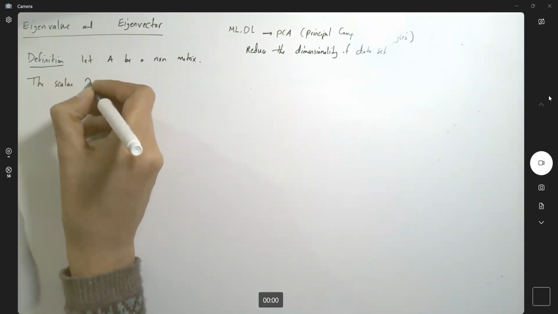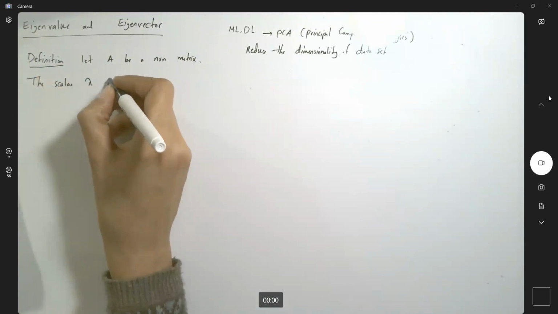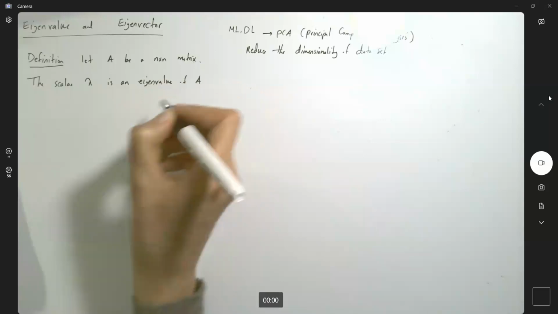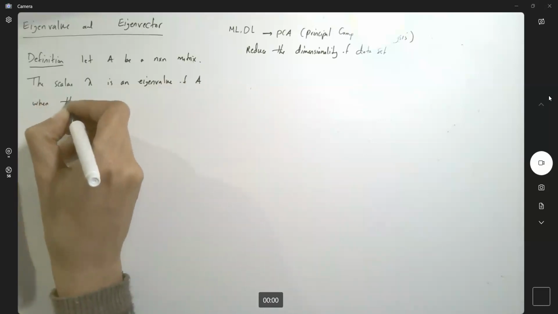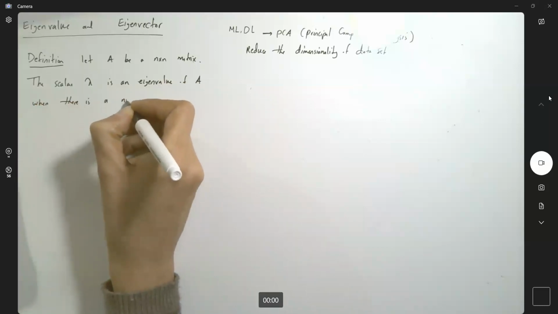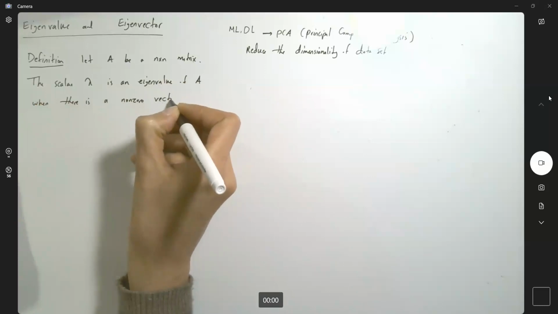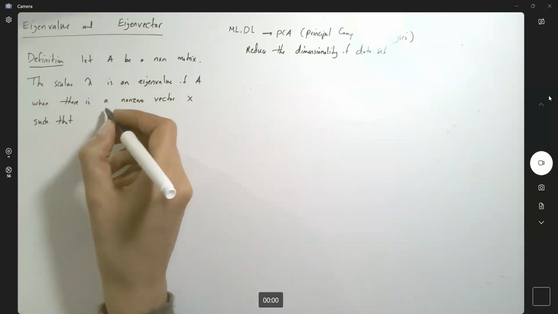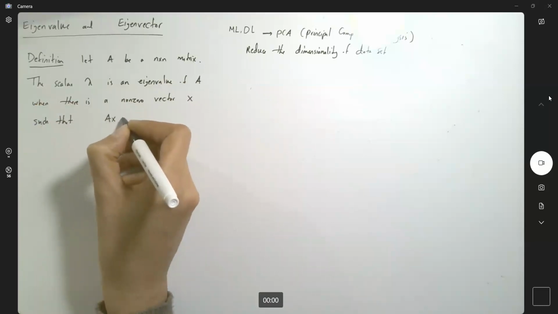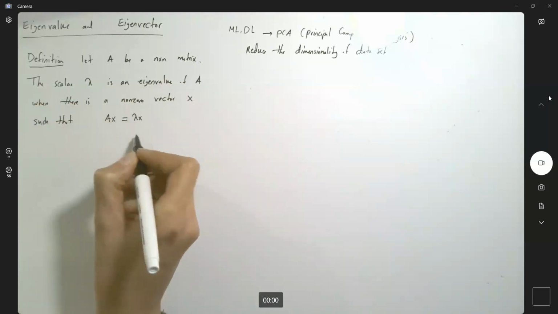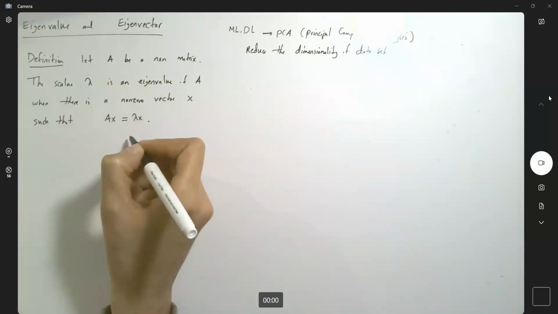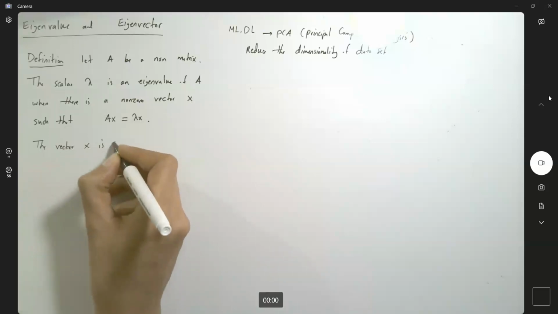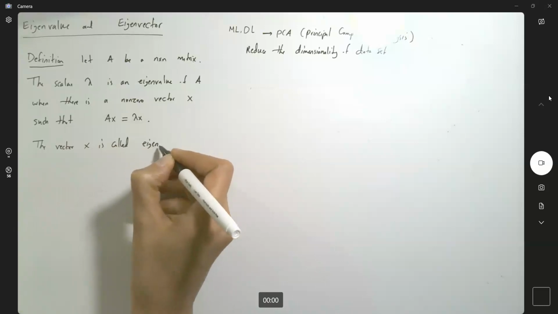The scalar lambda is an eigenvalue of matrix A when there is a non-zero vector like x such that Ax is basically the same as lambda x, or you can solve this equation. This vector x is called eigenvector.